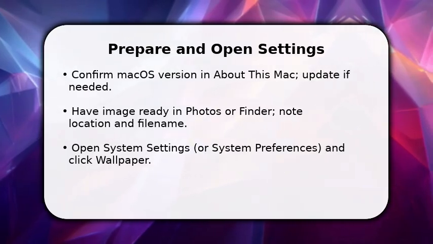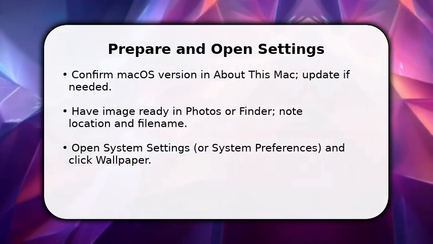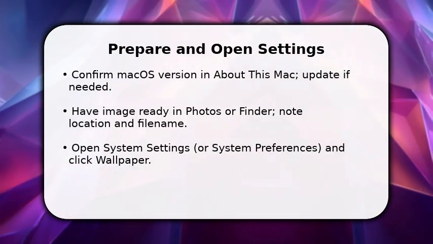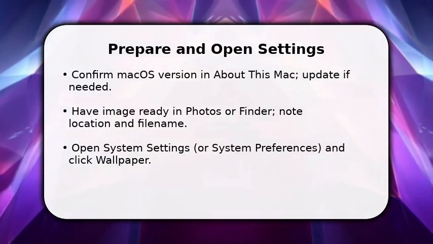Now open System Settings, on older macOS it's System Preferences, and click Wallpaper. This gets you directly into the controls that change both desktop and lock screen backgrounds, so you're ready to pick or add your image without detours.